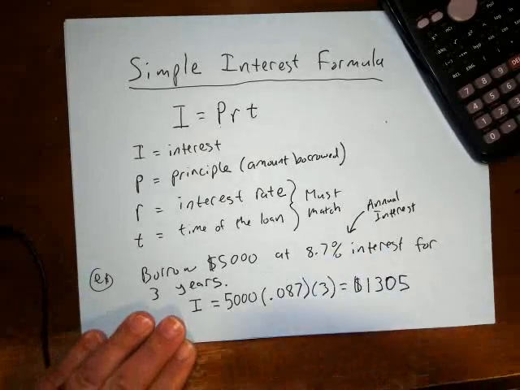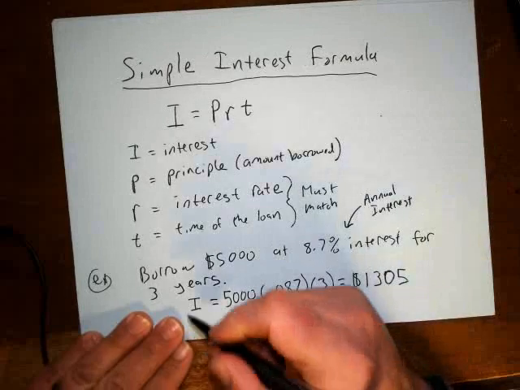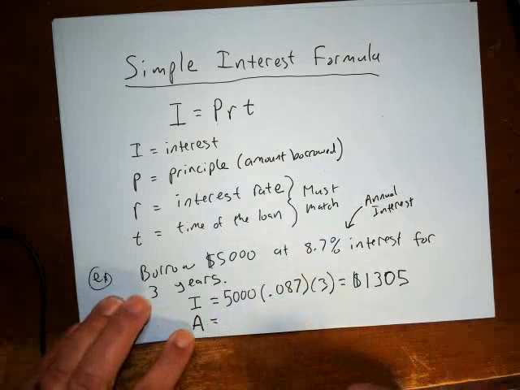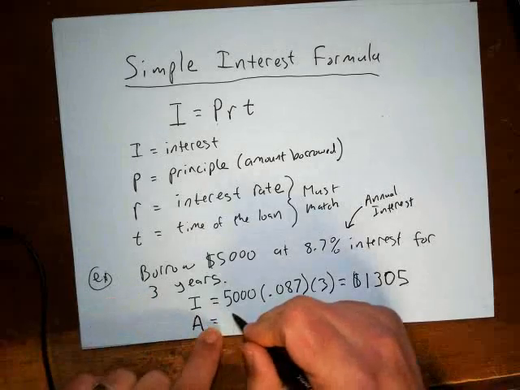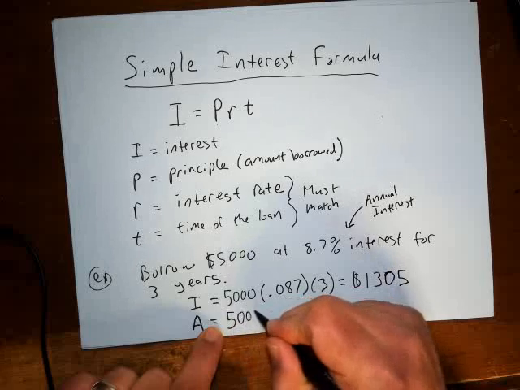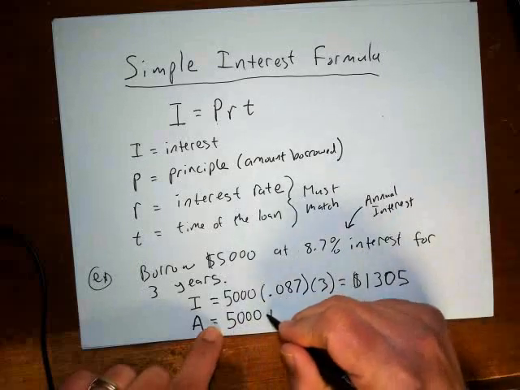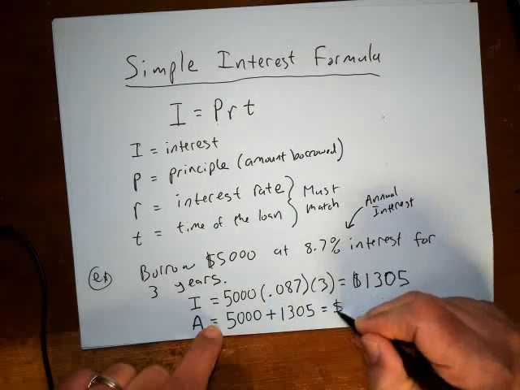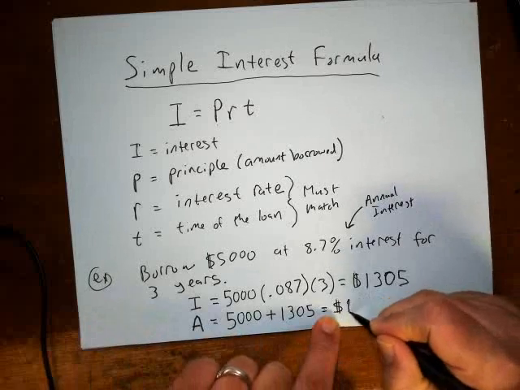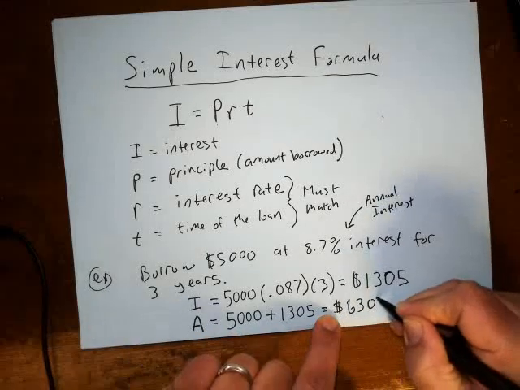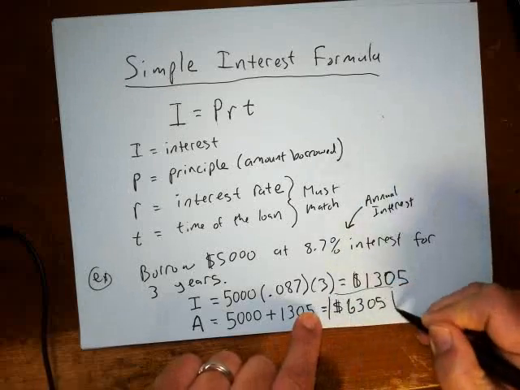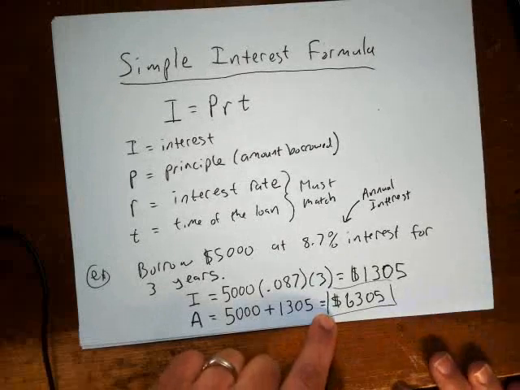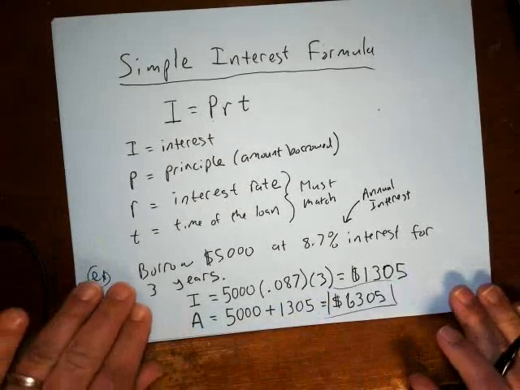And so when the loan matures and I pay it back, then the amount that I owe, and I'm going to let A equal the amount that's owed when the loan matures, that's going to be the principal, the $5,000, plus the interest that I owe, plus $1,305. So when the loan matures, I owe $6,305. That's how much I have to pay back to pay off the loan. Okay? So that's a fairly simple example.